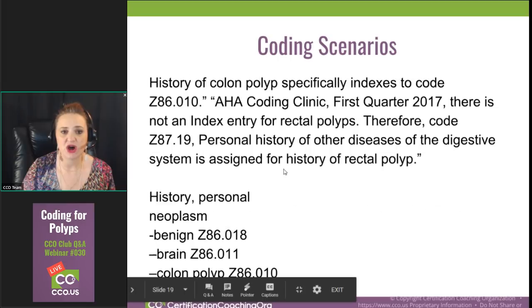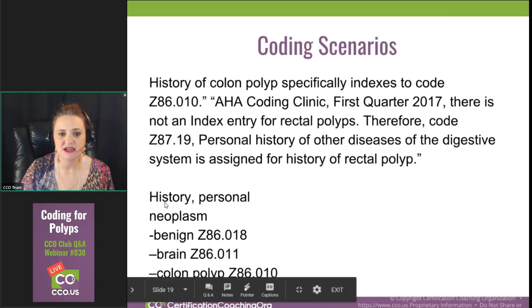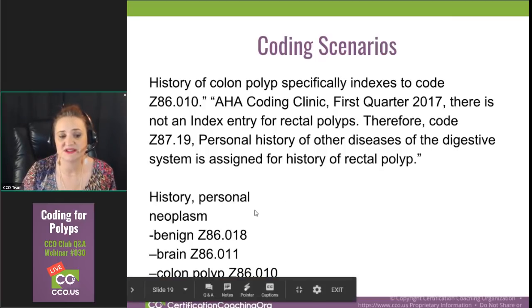Now, she goes on to say that the coding clinic tells you also that if you have a personal history of other diseases of the digestive system, like a rectal polyp, you're going to use Z87.19. It's an other disease. Okay, and then she went so far as to say here is history personal of neoplasm, because I gave you a heads up that it's either going to be found under neoplasms or it's going to be a K code. So this is history.